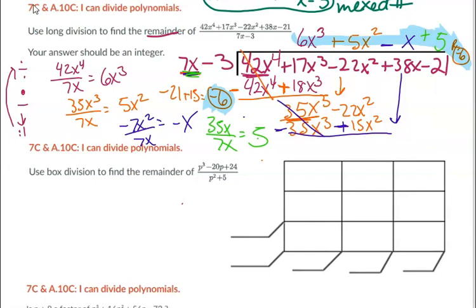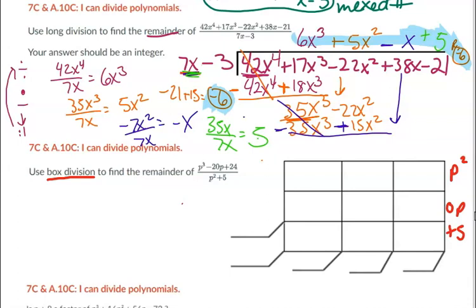I can divide polynomials. Use box division to find the remainder of p cubed minus 20p plus 24 all over p squared plus 5. So what you want to do is write the divisor on the side, p squared plus 5. And there was 0p there, so we're just going to put that there. Sometimes it'll make a difference and other times it will not. Get into the habit of putting it in there.